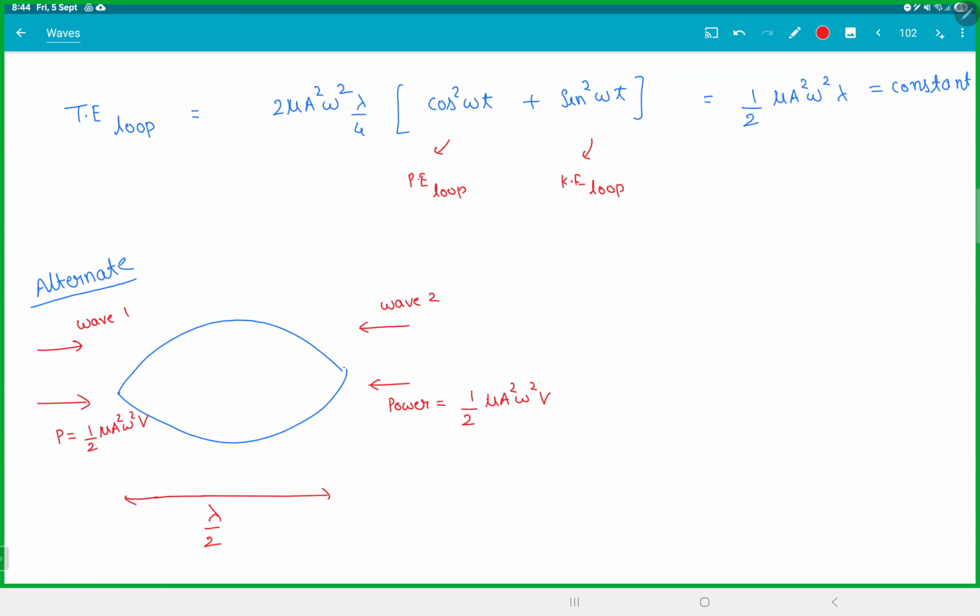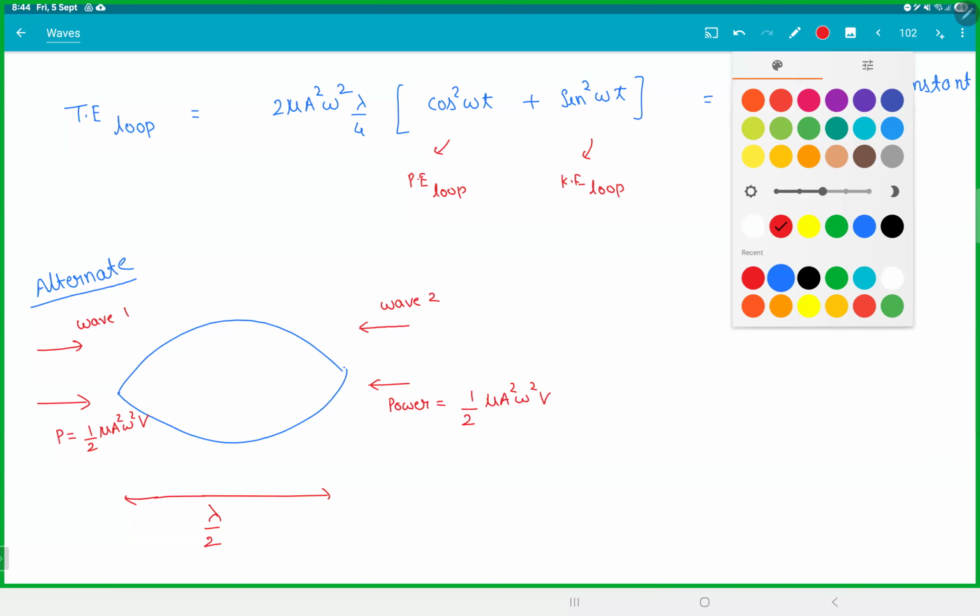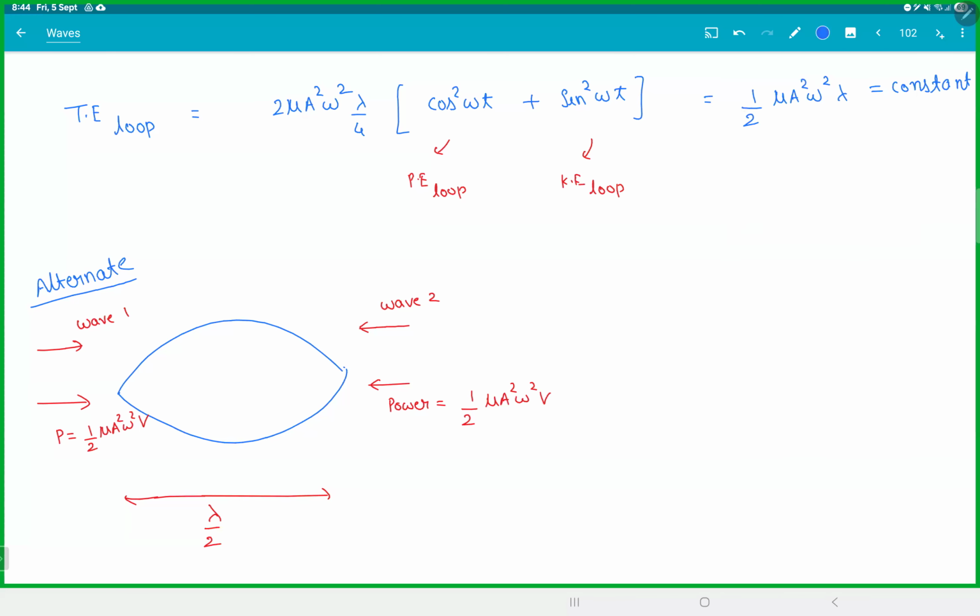So power is entering inside. So for how much time is the power entering inside? So the time for each wave to cross the loop will be lambda by 2 v wave. So that means the total energy inside the loop.